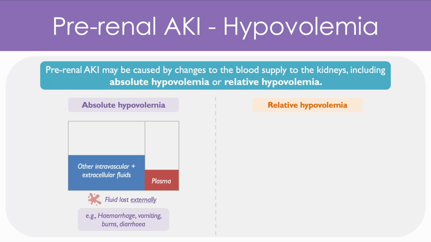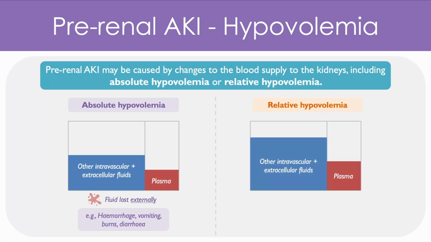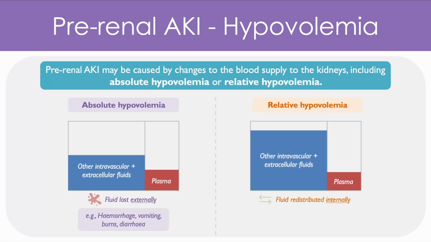In contrast, relative hypovolemia involves a redistribution of fluid from the plasma into the intravascular and extracellular fluid space, and this may occur in conditions such as heart failure, liver failure, or distributive shock, such as sepsis. The reason why this is called a relative hypovolemia is because the overall fluid level still remains the same, but the level in the plasma has redistributed itself into the other spaces instead.